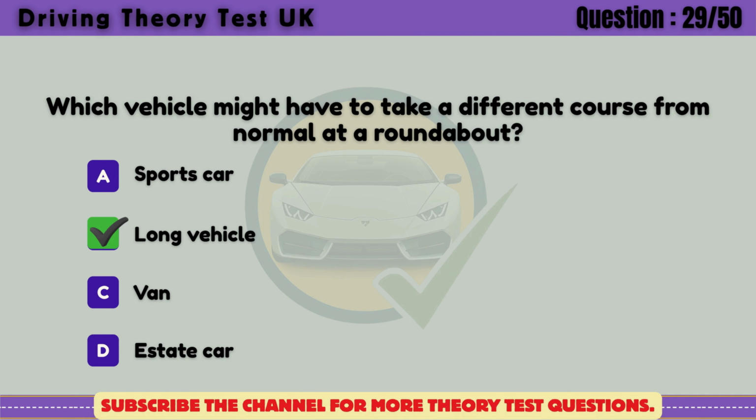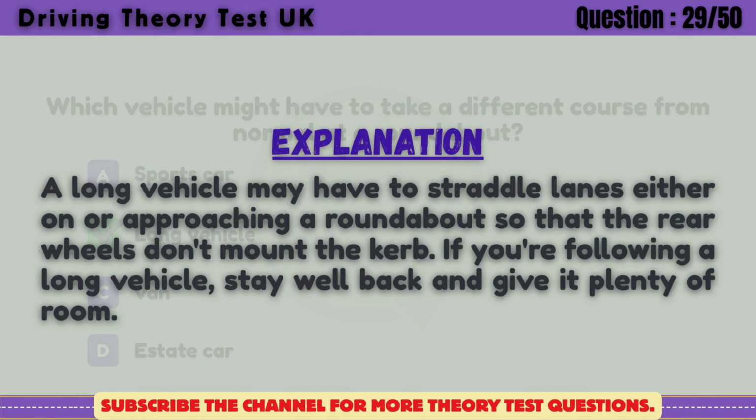Answer is B. Long vehicle. A long vehicle may have to straddle lanes either on or approaching a roundabout so that the rear wheels don't mount the curb. If you're following a long vehicle, stay well back and give it plenty of room.